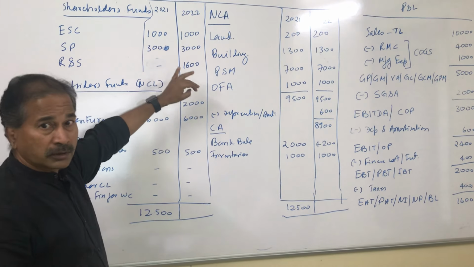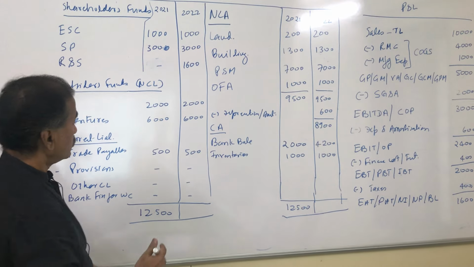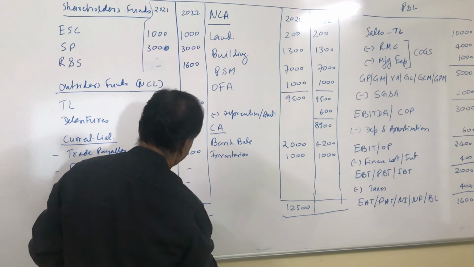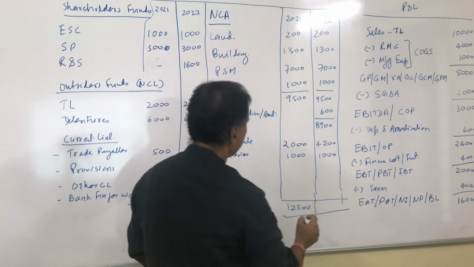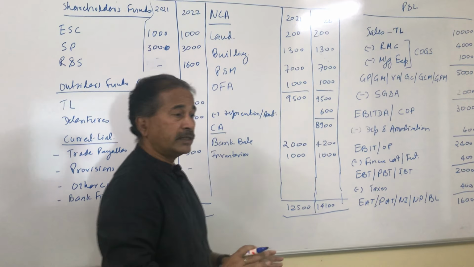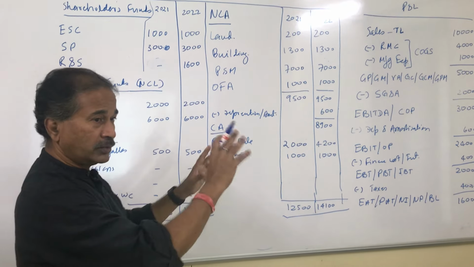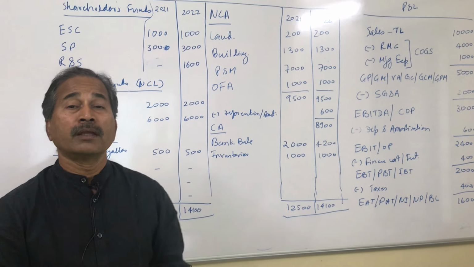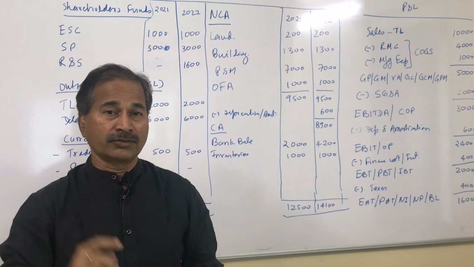$4,000, how much? Both sides are coming the same. 14,100 this side. Yes sir, there also 14,100 is coming. Okay, so you can see that both sides the total are coming the same, right? So this is how you understand this. This is how the balance sheet is constructed and P&L statement is constructed.